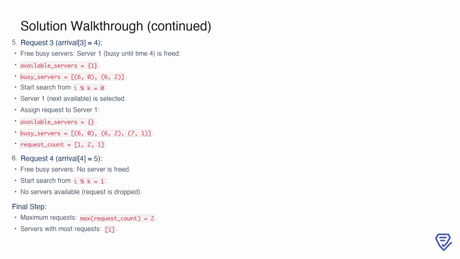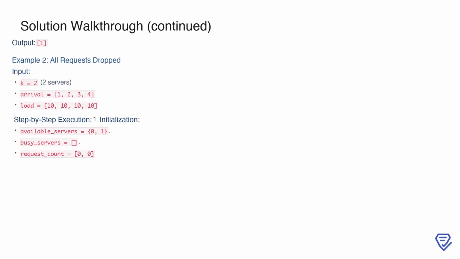Finally, the algorithm identifies that the maximum number of requests handled by any server is 2, and server 1 is the only server that handled the most requests. The output for this example is 1. Here, the output of example 1 is summarized as 1, indicating that server 1 handled the most requests. We then move on to another example where all requests are dropped.